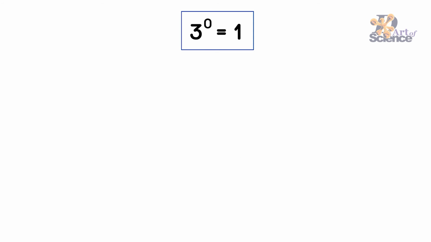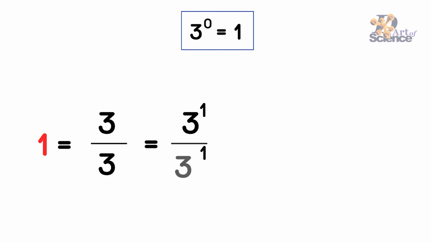Now we are going to take the number 3. Let's say that 3 to the power 0 is equal to 1. So I'm going to start with the right hand side number, which is 1, and I'm going to prove that this 1 is equal to 3 to the power 0. Now the number 1 can simply be written as 3 divided by 3. Now if you remember, any number raised to the power 1 is the number itself. So we can write this equation as 3 to the power 1 divided by 3 to the power 1. Now if you remember your second rule of division, we can simply write this equation as 3 raised to 1 minus 1.